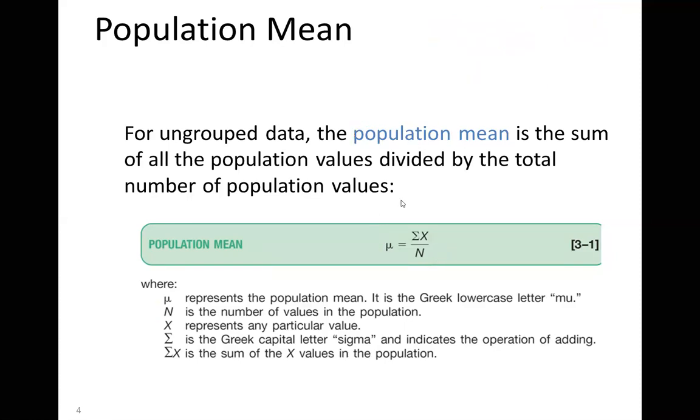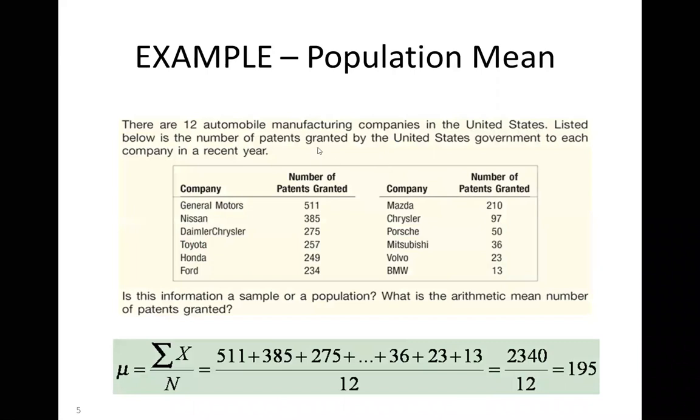Okay, so a very simple application for the mean. Assuming we have the data and we need to calculate the mean. These data are from the population, it's given clearly that we have a manufacturing company in the United States, and the numbers below are given as population data. If this information is a sample or population, what is the mean? Indeed, it's population data.